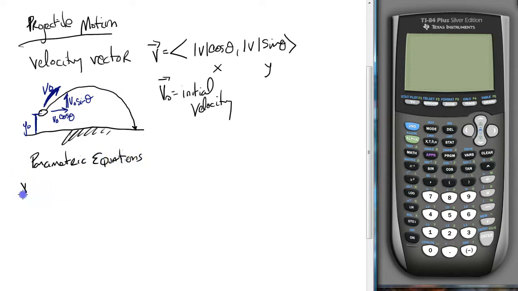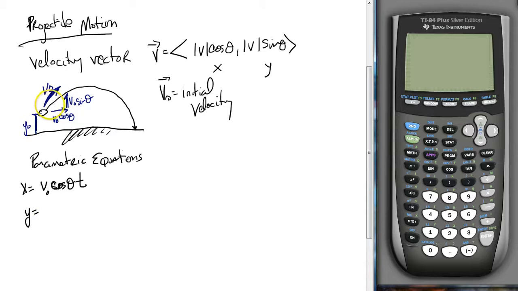So x equals, and this is going to be distance. Distance is velocity times time. So it's going to be v initial cosine theta times time.